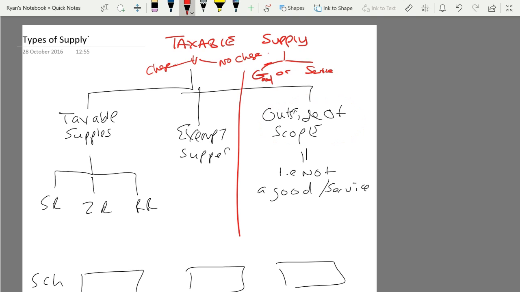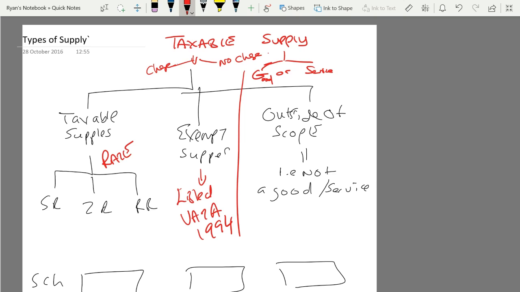So if we ignore that for a moment, there are two types of supplies, taxable and exempt supplies. Exempt supplies are ones that are not taxable supplies but are still a good or a service. These are specifically listed within the VAT Act as to what is exempt. Taxable supplies are split into three categories based on the rate of VAT.